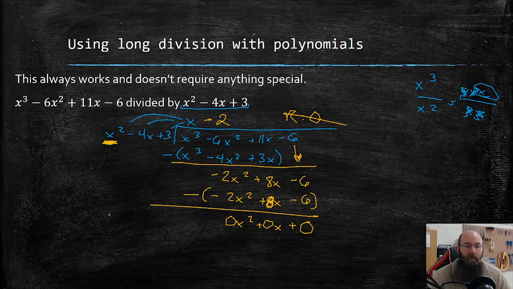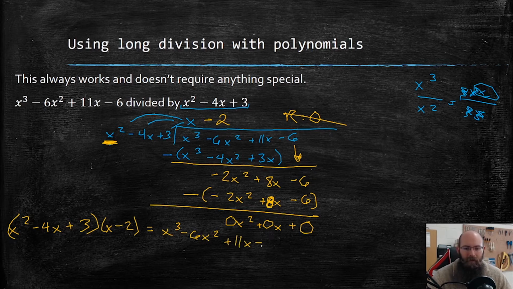Awesome. That means, folks, this x squared minus 4x plus 3, if I were to multiply that by x minus 2 back in, I get x cubed minus 6x squared plus 11x minus 6. Okay, I really have just factored it because I ended up with a remainder of 0, which is really awesome. I now have this trinomial times a binomial, which is more factored. That's awesome. Let's go on and look at our next example.